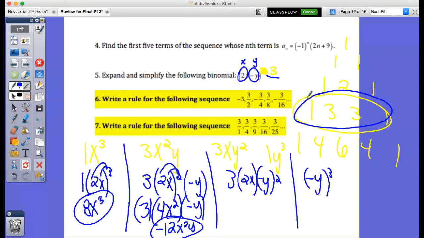Okay. And the big thing is that I would save this one for last because it's very detail oriented and it's easy to make a mistake. So put it out there, give yourself a lot of room and take your time through it.